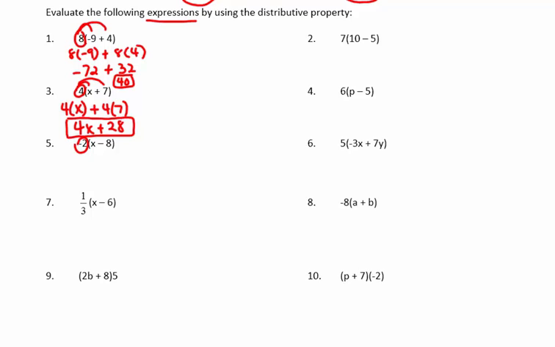Number 5. Same thing, we distribute, so the negative 2 times x minus negative 2 times 8. Be careful of the signs. Negative 2x, we have a negative, so we make that a positive, and 2 times 8 is 16. So sometimes the signs can be tricky, just kind of keep track of where they're going and what's happening to them.